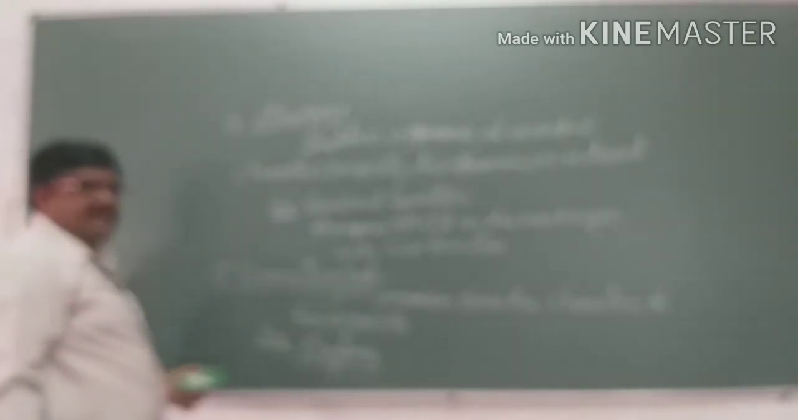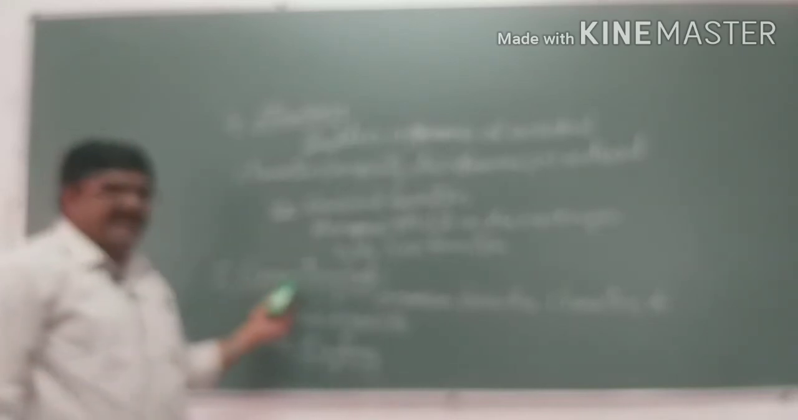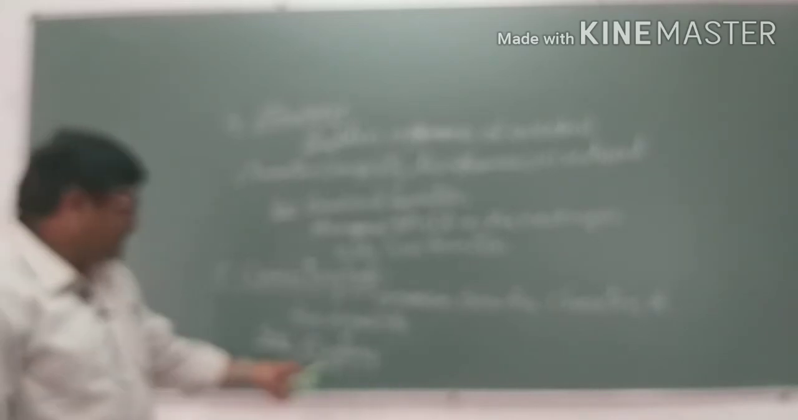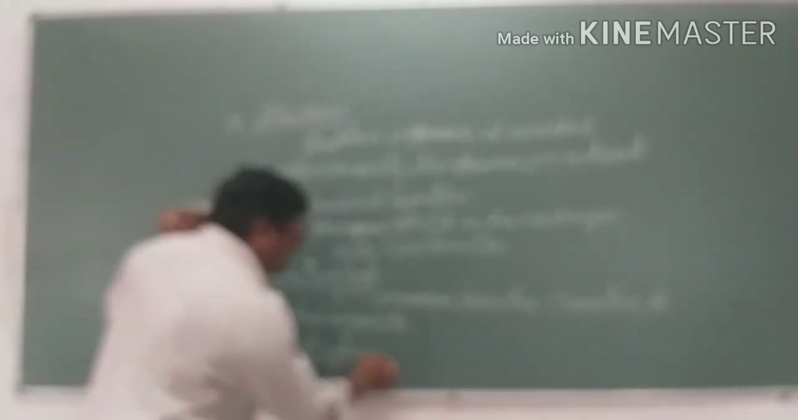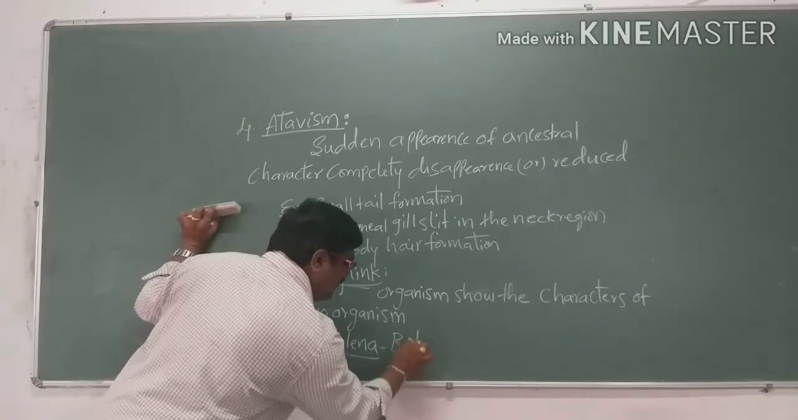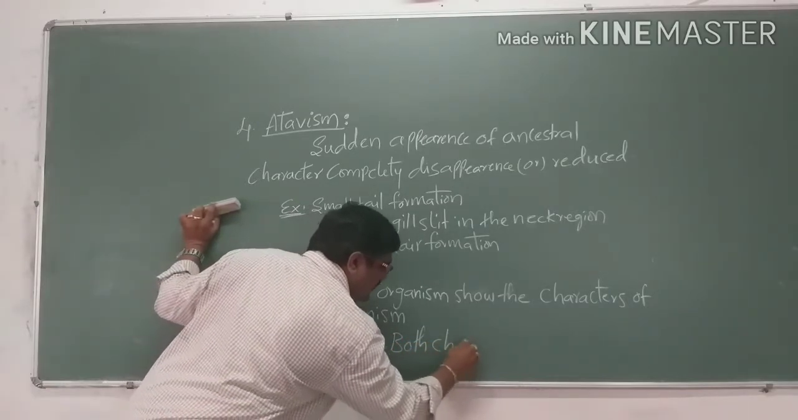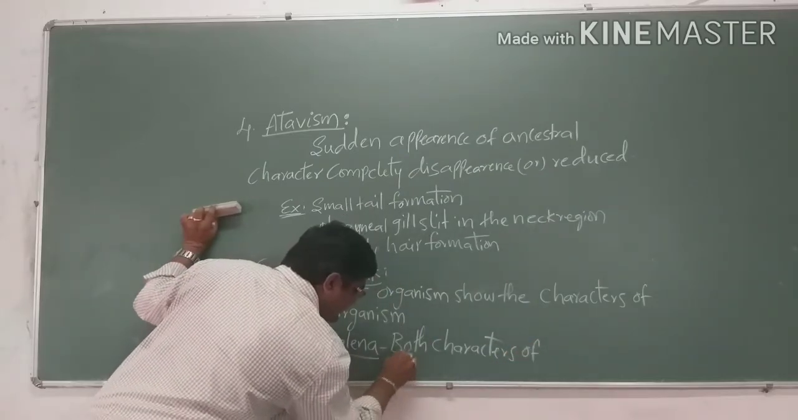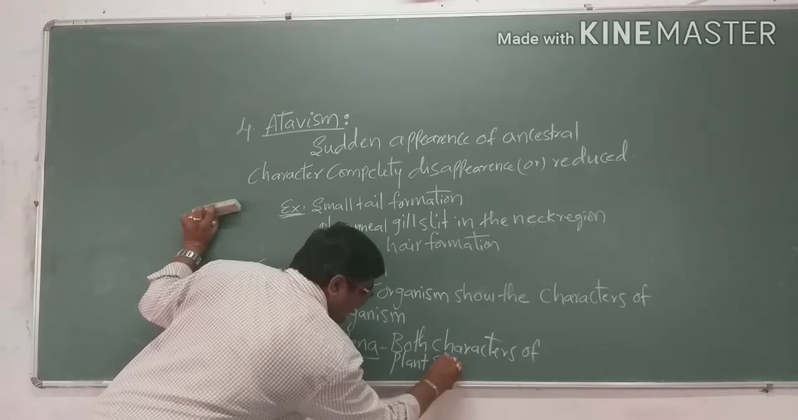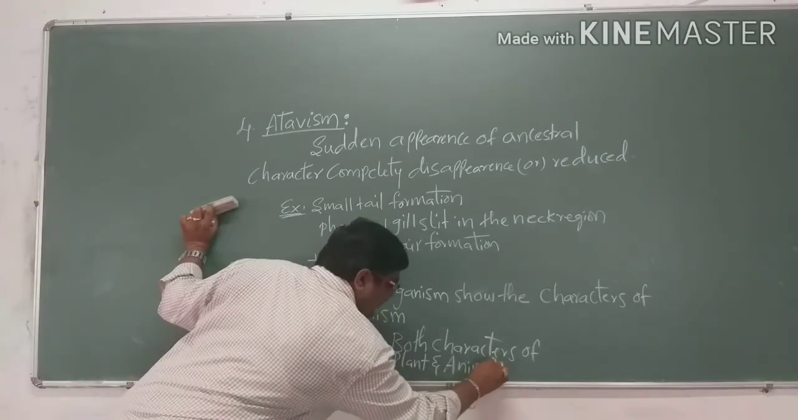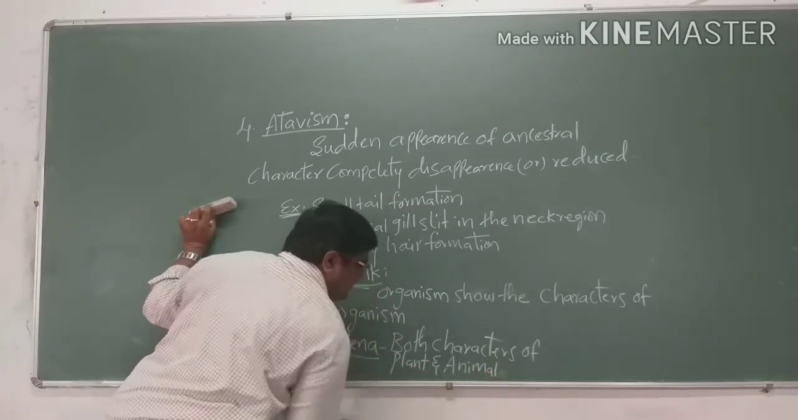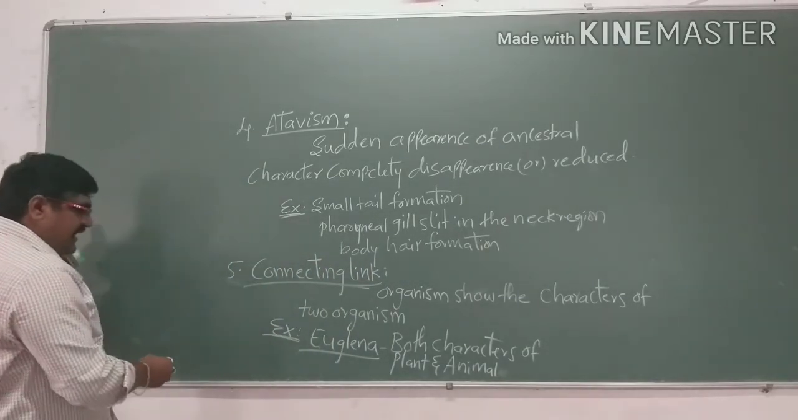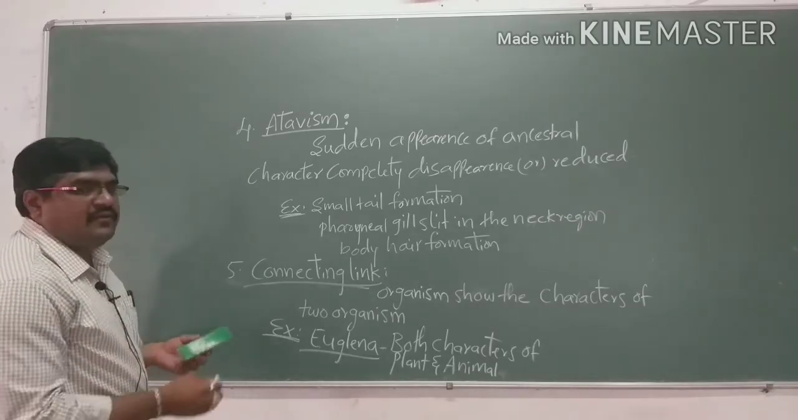Euglena is the best example of a connecting link. Why? Because Euglena contains both the characters of a plant and an animal. Both plant and animal characters are present, so Euglena is also called a plant animalcule.